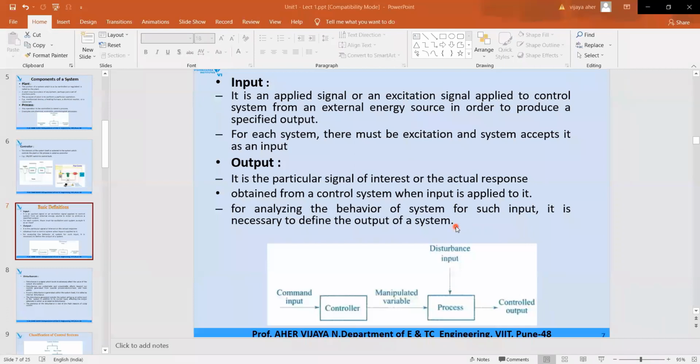Sentence खूप सोपा आहे. For analyzing the behavior of system, for such input, it is necessary to define the output of the system. But अगदी रिसर्च होऊ शकतो या सेंटेन्सवर, बिहेवियरल मॉडेलिंग ऑफ सिस्टम. ठीक आहे. सो दिस इज नथिंग बट हाऊ युअर प्रोसेस इज बिहेविंग टू applied input. Analysis can be done. So this is what about input and output. Same block diagram I have used over here.